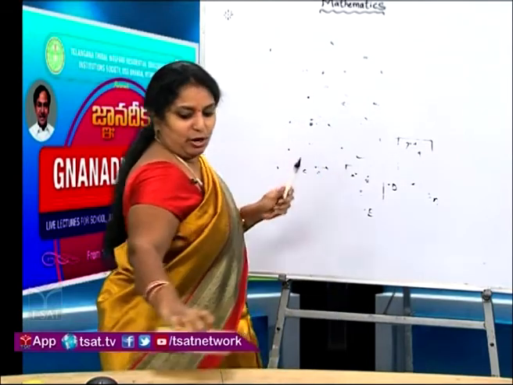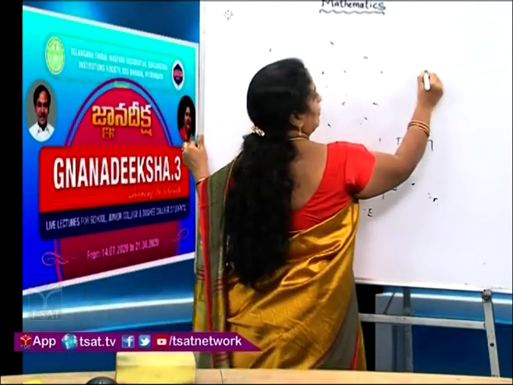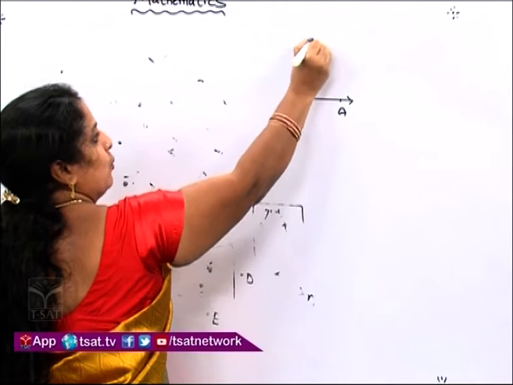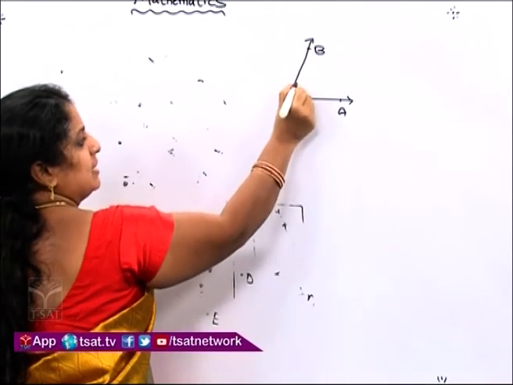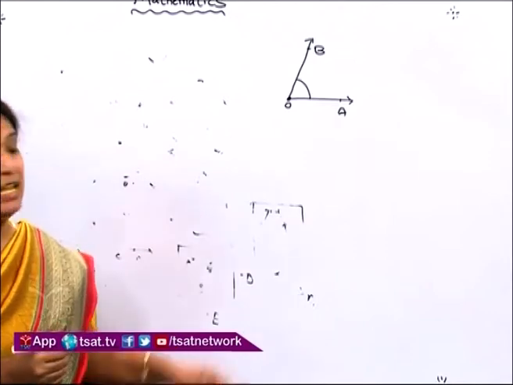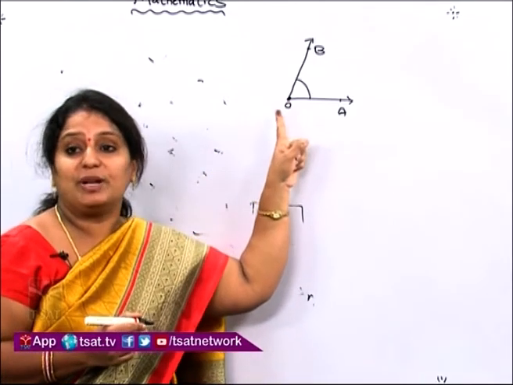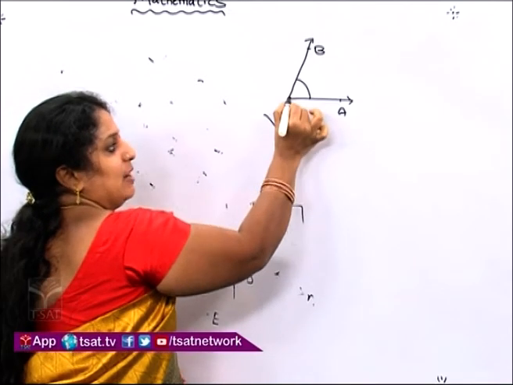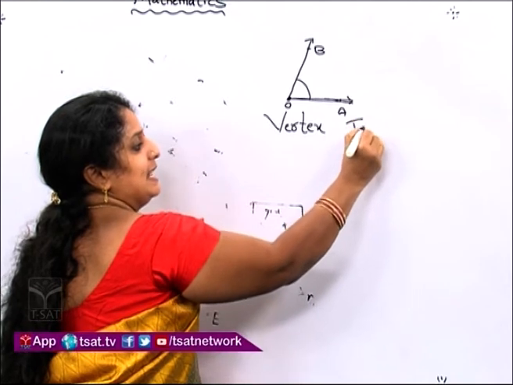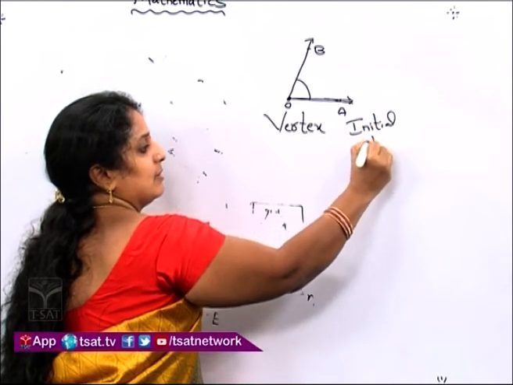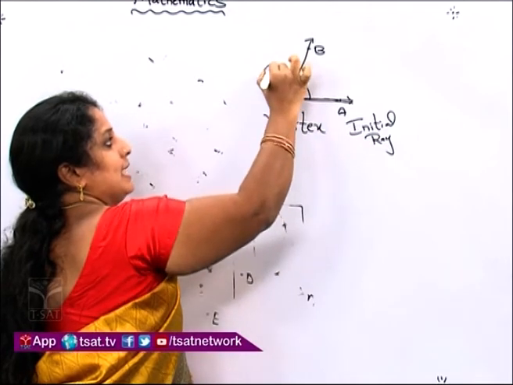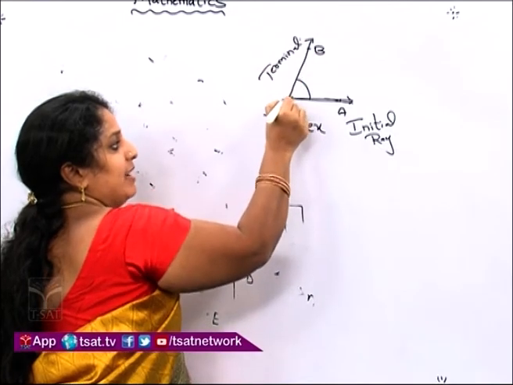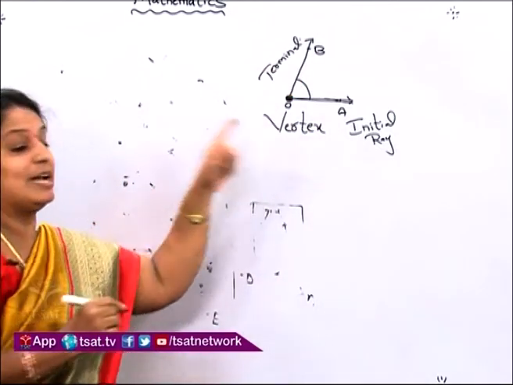So when we draw the picture of an angle, I am taking a ray OA and another ray OB, and I am joining both rays. Here an angle is formed. The point where the angle is formed is called the vertex. O is the vertex, OA is called the initial ray, and OB is called the terminal ray. The point O where the angle is formed is called the vertex.